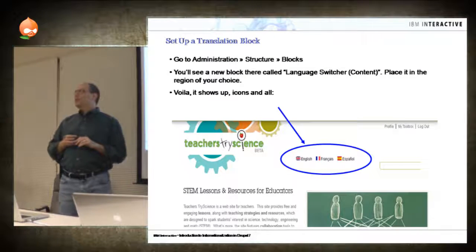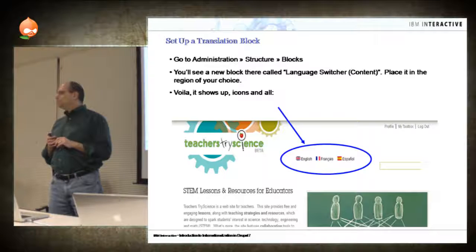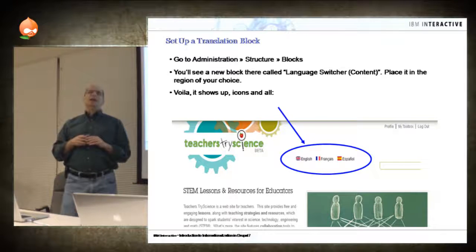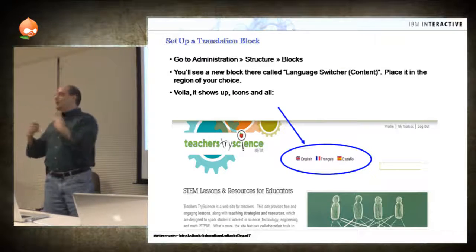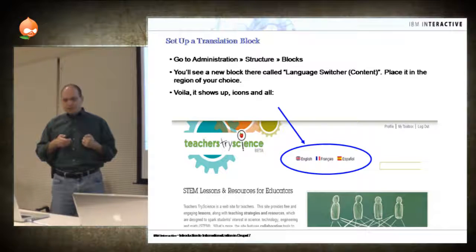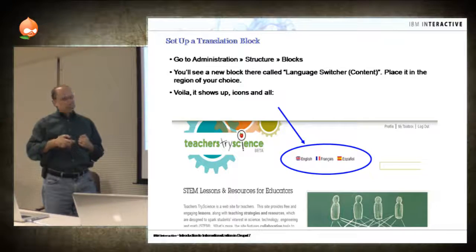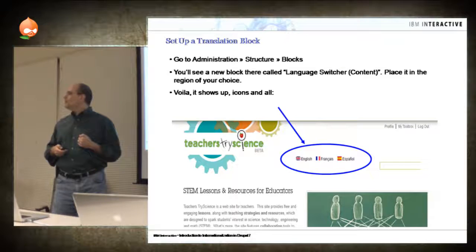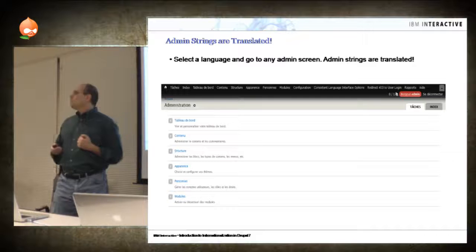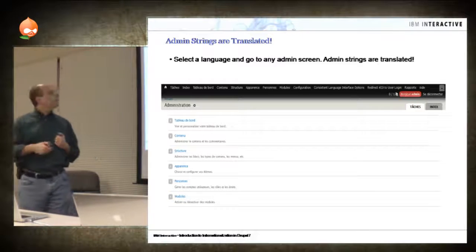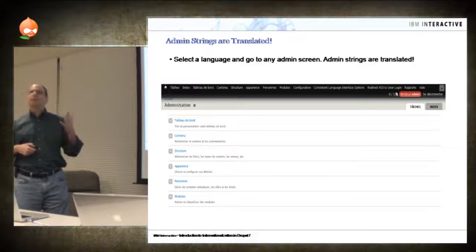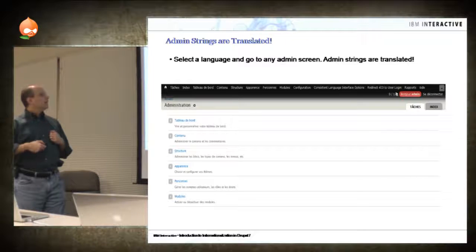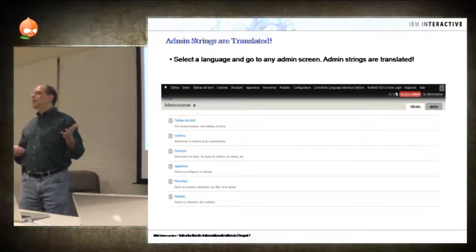Okay. One more thing you need to do is set up a translation block. The block is already there, provided for you by the locale module. All you have to do is go to the blocks administrative GUI, turn it on, put it somewhere. We put it here on our front page. There it is. And go ahead and click on a language. See what happens. When we click on French and go to the administrative GUI, this is too small to see, but our administrative commands are now in French. Our administrative UI is French. And we had to write no code to make that happen.